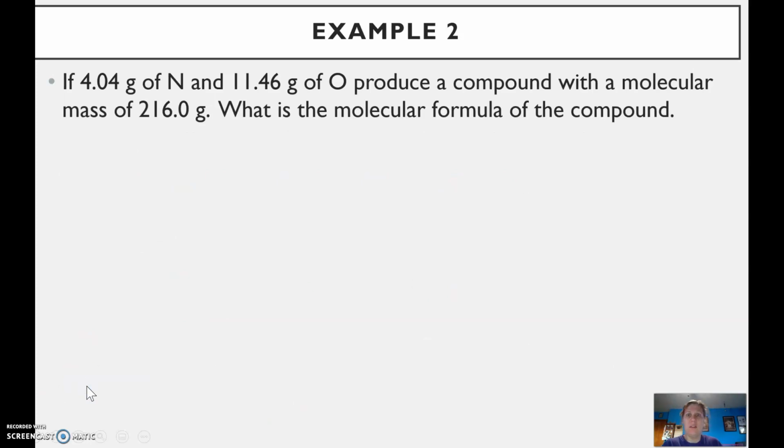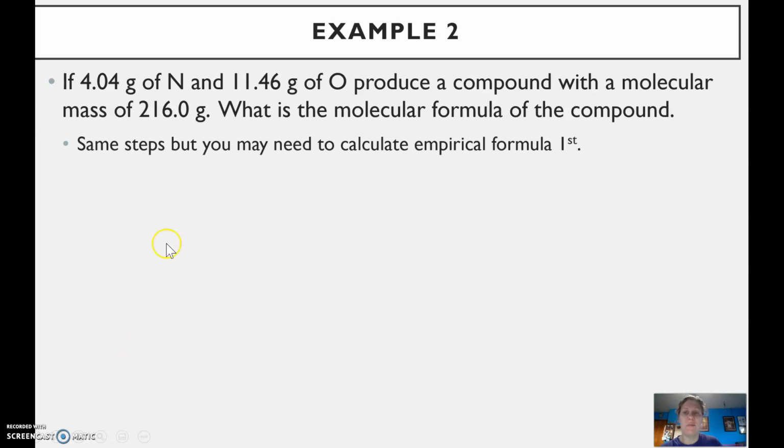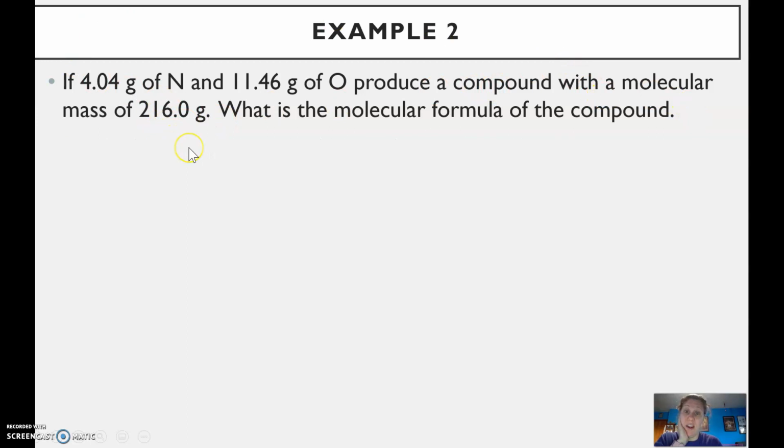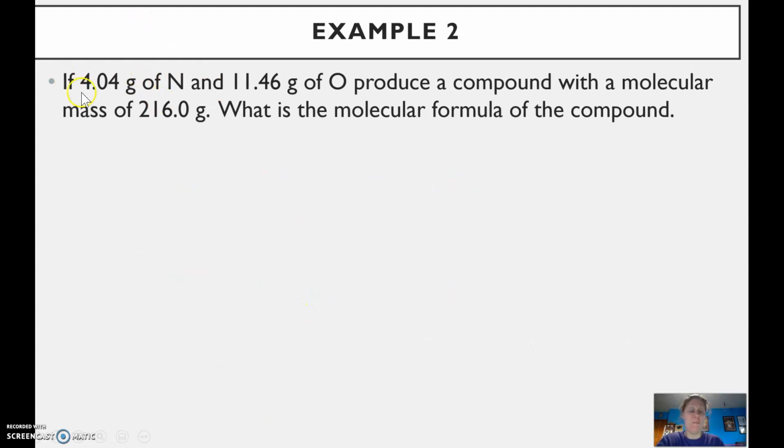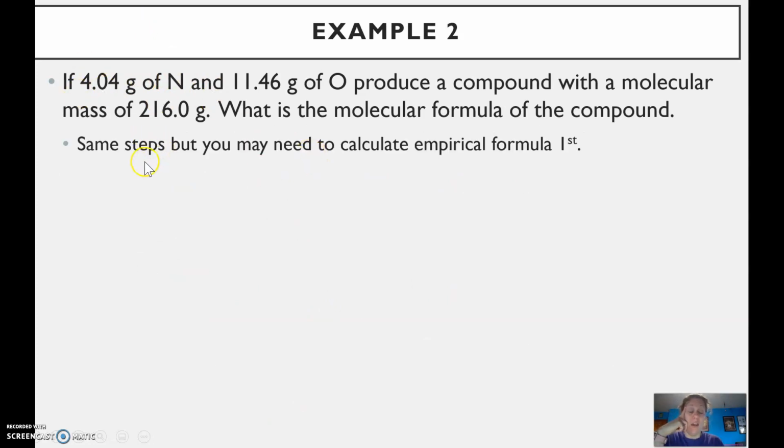All right, next example. It is curiously similar. Here's the question. It's the same steps, but you need to calculate the empirical formula first. A couple of things to note in this problem. It says molecular mass right there. So that is, I'll just go back to the one before, always your top number. These other numbers are the masses of each individual element. So the first thing you have to do is use these numbers as your grams to find the empirical formula.